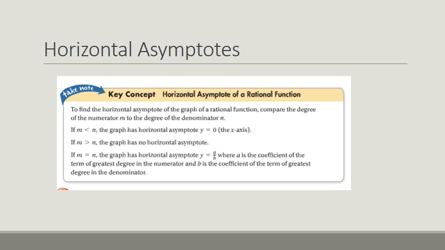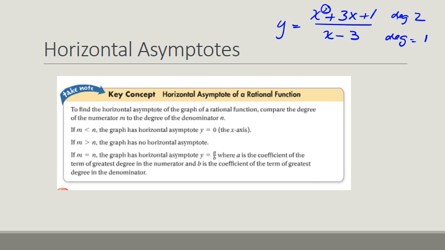Horizontal asymptotes, I do want to explain a little bit. If I have a function like y equals x squared plus 3x plus 1 over x minus 3, okay? The degree of the top is 2, because that's the highest exponent. The degree of the bottom is 1. So that's what we're looking for to decide on the horizontal asymptotes.